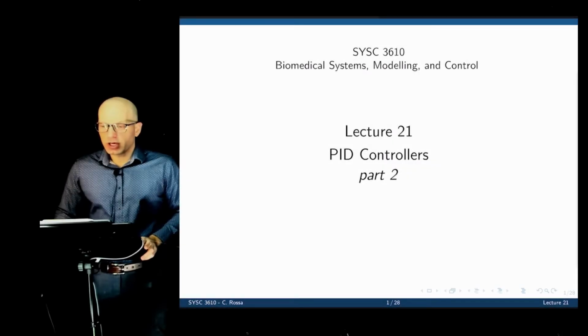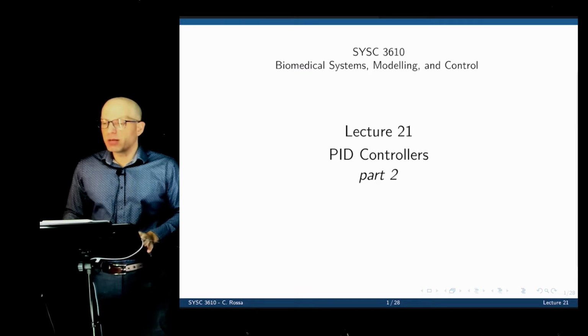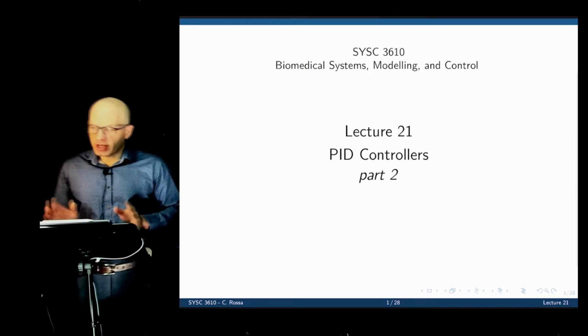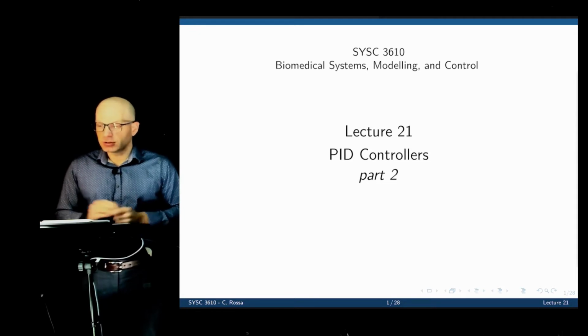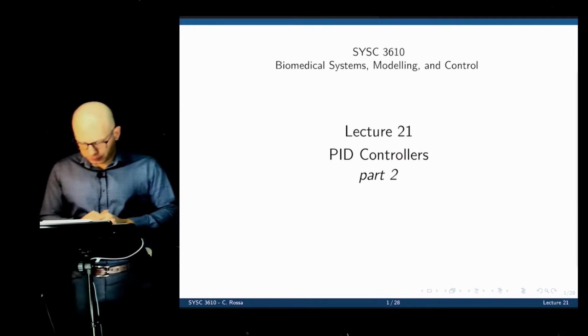Today we're going to look at PID controllers. Again, we started in the last lecture, but we only covered the PI controller, proportional integral. We left out the derivative part, so let's bring the derivative part in today and see what that does. It's basically an extension of what we saw there.